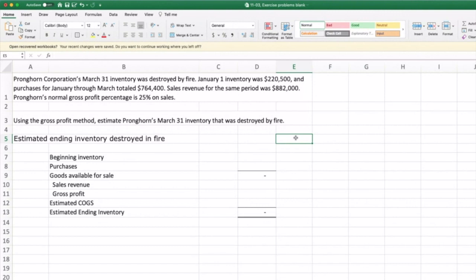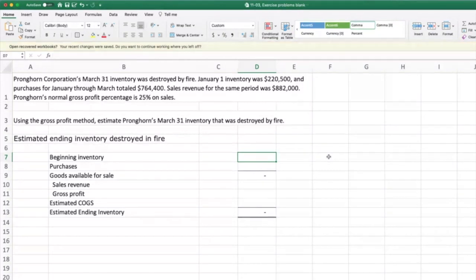We have sales for the period of $882,000, and they normally have a gross profit of 25%, which means 75% of those sales was the cost of goods sold portion. So we're just going to work through this. This is the gross profit method of estimating ending inventory.